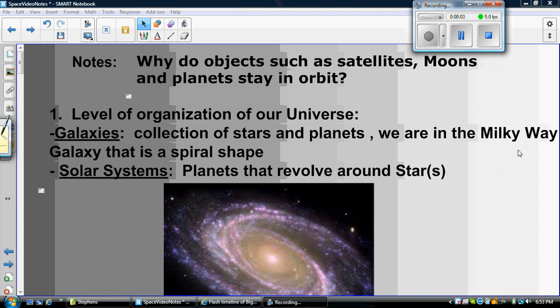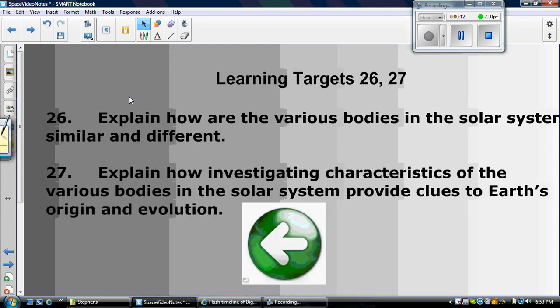Okay, today we're going to learn about why objects such as satellites, moons, and planets stay in orbit. So this has two learning targets, 26 and 27. 26: how are various bodies in our solar system similar or different?